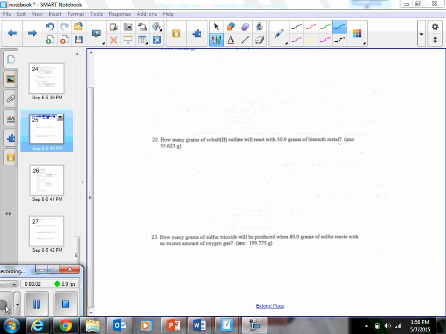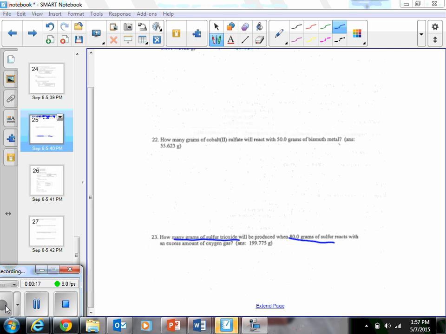All right, example 2 for gravimetric stoich. How many grams of sulfur trioxide, so that's my unknown, will be produced when 80 grams of sulfur, so this is my known, reacts with excess oxygen gas?